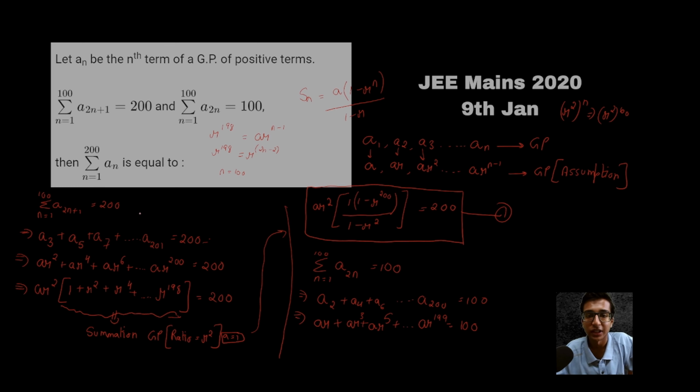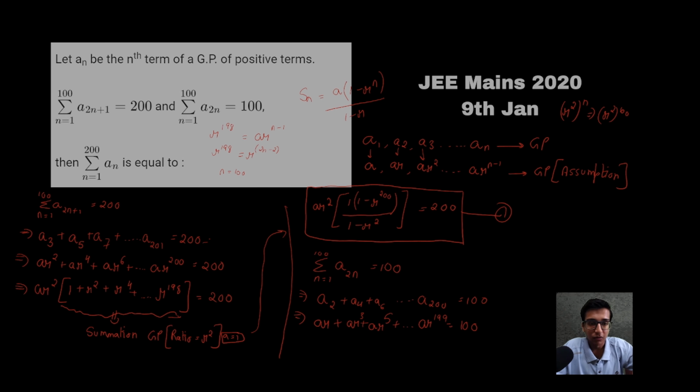This would be equal to 200 by 100. Zeros get cancelled, AR gets cancelled, so we would get R is equal to 2. So we found out the value of the common ratio of this entire geometric progression using these two equations that were provided to us. Now I think our solution would become much easier.